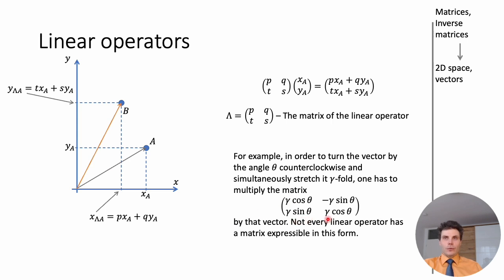This matrix will apply the same transform to every other vector around. It will rotate the input vector and stretch it gamma fold in both directions, in x and y, to the same extent. Not every linear transformation has a matrix that is expressible in this form. A linear transformation has 4 elements. Here we have just 2 independent variables within this matrix.